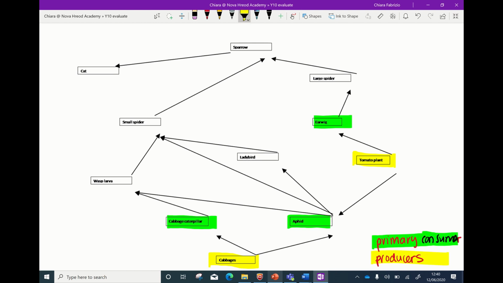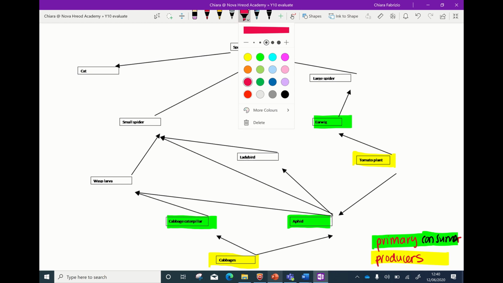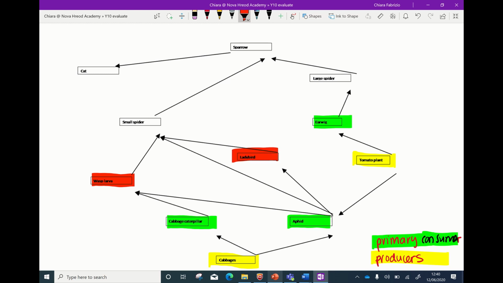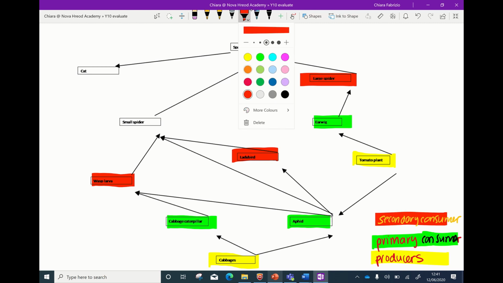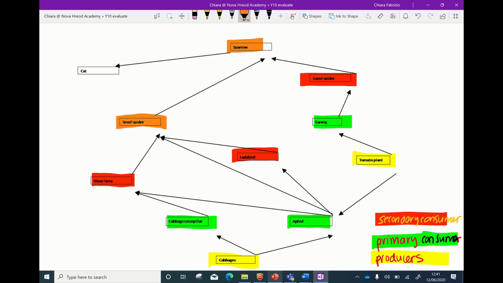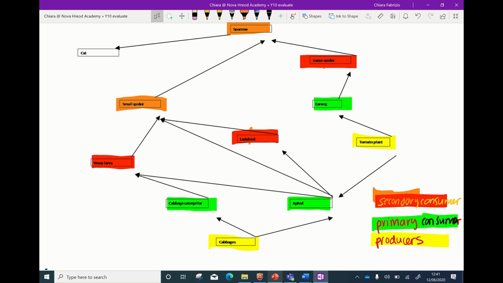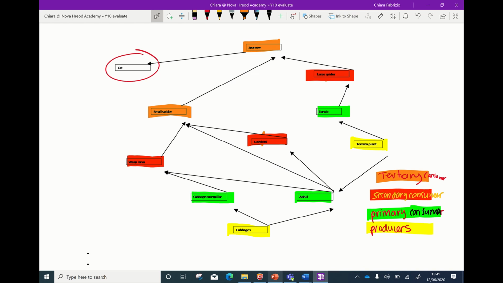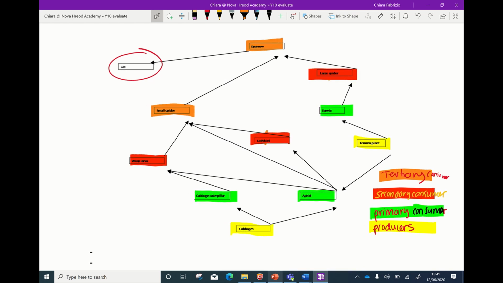And the other organisms will therefore be carnivores because they are feeding on other animals. So we've got wasp larvae, ladybirds, and large spiders, which would be the secondary consumer. Let's see a slightly different one. We've got a small spider and a sparrow, which are feeding on these red organisms here. These would be my tertiary consumers. And at the very top here, we've got the cats, so the top of the food chain. So this is just trying to make sense of the food web that we're looking at.